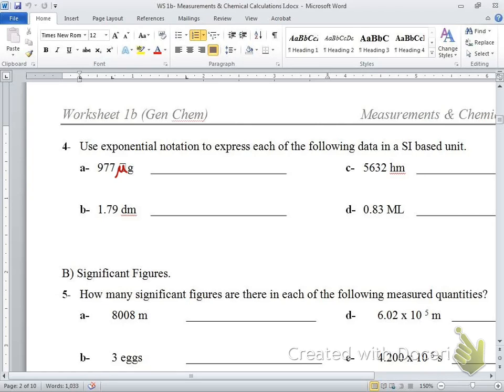So what I want to do is convert that. So 977, this is the simplest conversion. What's micro? 10 to the minus 6. So I would say 977 times 10 to the minus 6 micrograms, or grams.